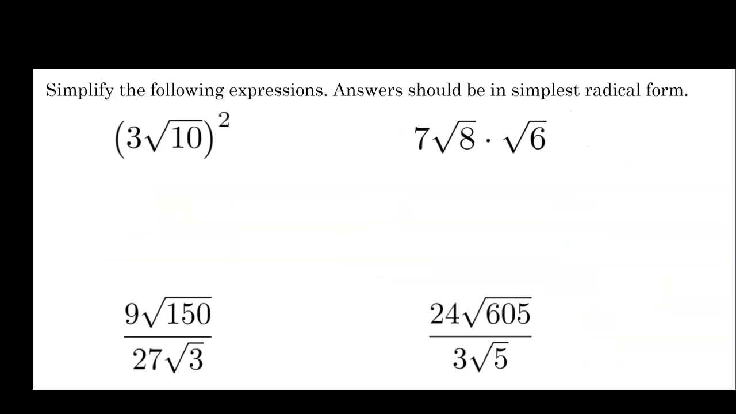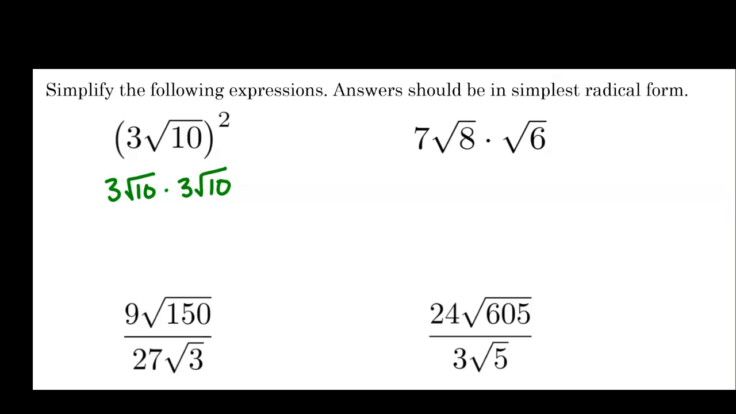So let's look at a few more examples of multiplying and dividing. The first one is written a bit differently. We have 3 square root of 10 squared. Remember, exponents are repeated multiplication. So this is really 3 square root of 10 times 3 square root of 10.